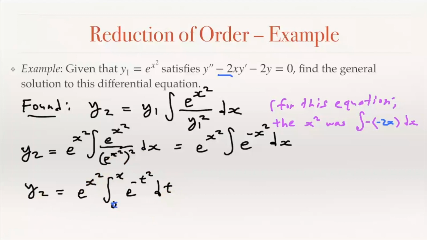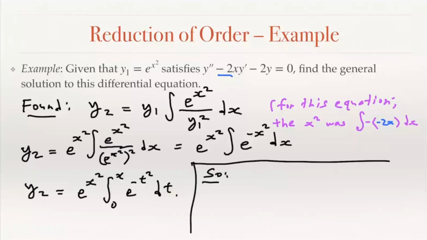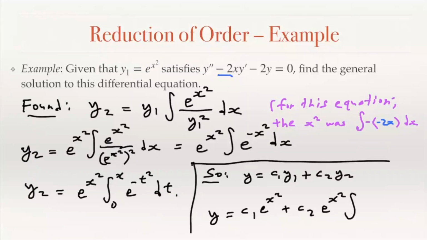Again, to be clear, we could make this a 5 if we wanted to, and that would be a different y2, but it would still be a solution, and all we care about is a linearly independent solution. So 0 is a more natural choice, so we'll use 0. So at long last, we have our general solution. We know that y is c1y1 plus c2y2, and our general solution is c1 e to the x squared plus c2 e to the x squared times the integral from 0 to x of e to the negative t squared dt.